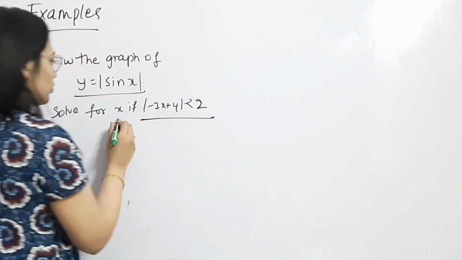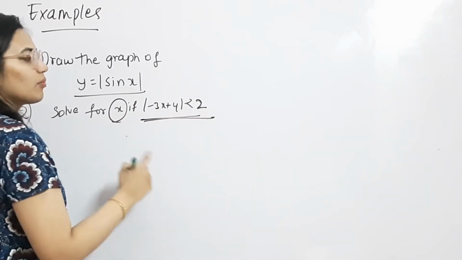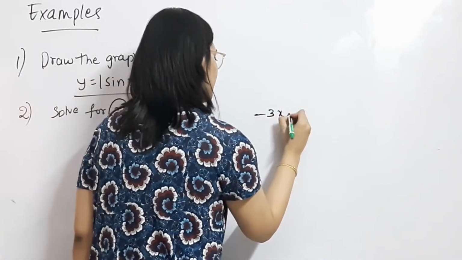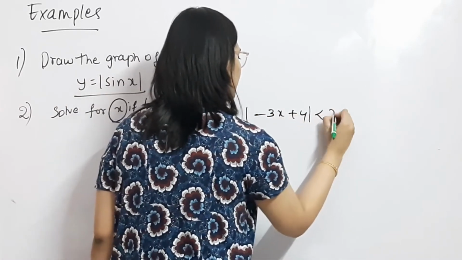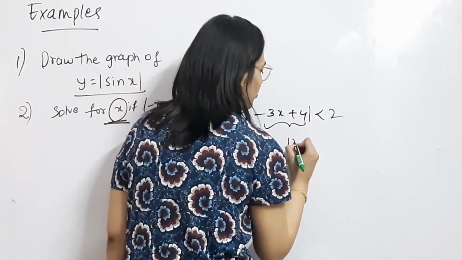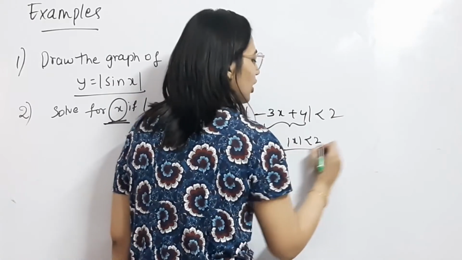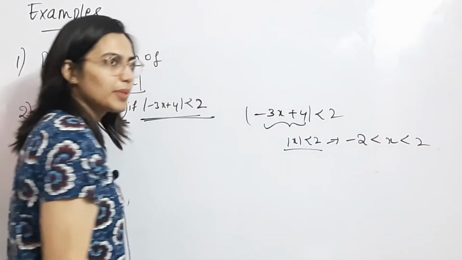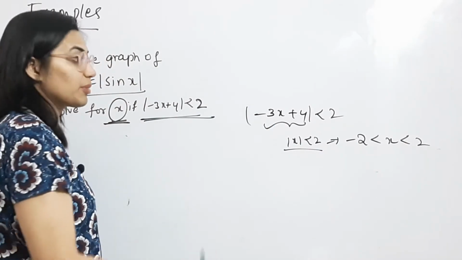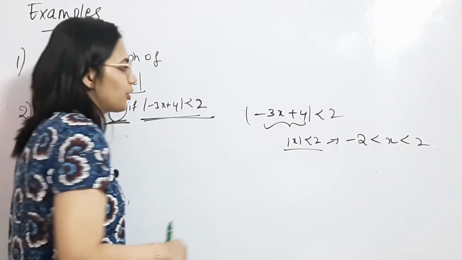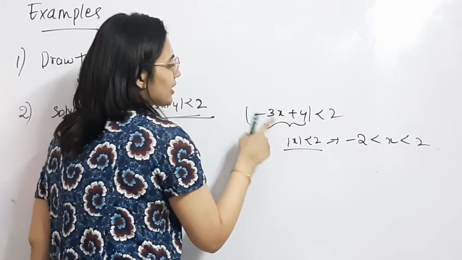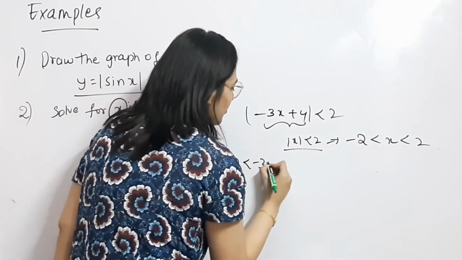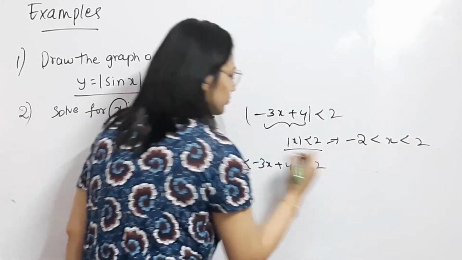So they want you to solve for x if mod of minus 3x plus 4 is less than 2. That means here minus 3x plus 4 is less than 2. This is in the form of what? Mod x less than 2, for example. How do you write this? You write this as minus 2 less than x less than 2, from the property that I have shown you of the modulus function. So in this case, rather than x, we have this function. So how do you write this now? Minus 2 less than minus 3x plus 4 less than 2, right?